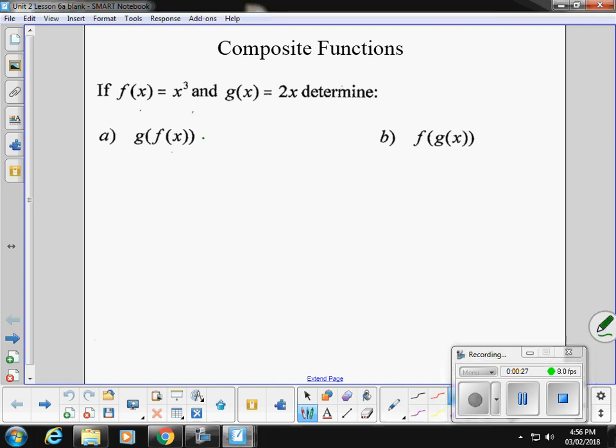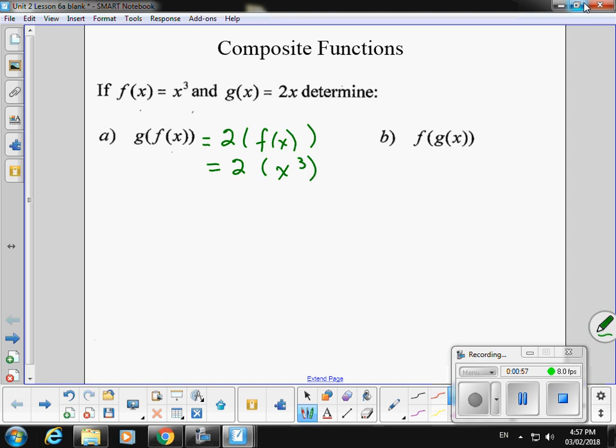But what this means is my important function, or outside function, is g of x. And g of x says multiply 2 by whatever your x is. In this case, I am multiplying f at x instead of x. So g says multiply something by 2, and f at x is x cubed. So I'm going to do 2 times x cubed.